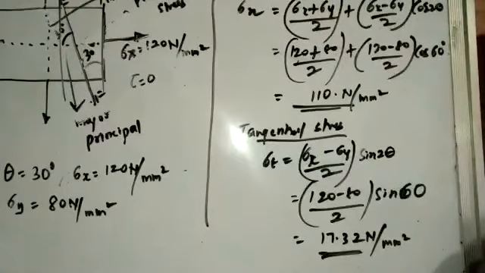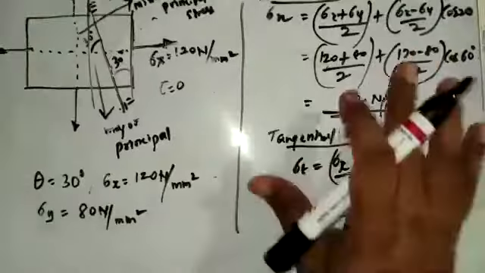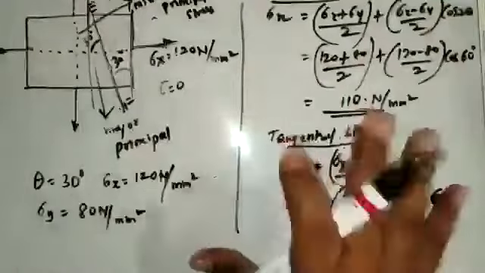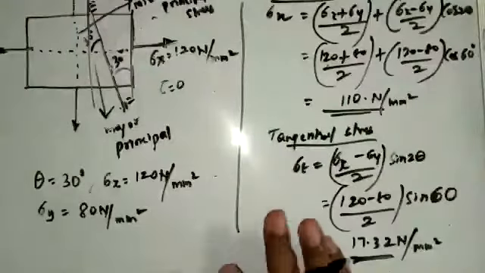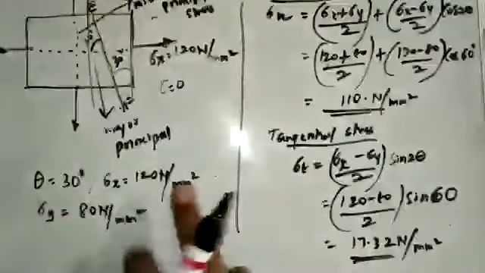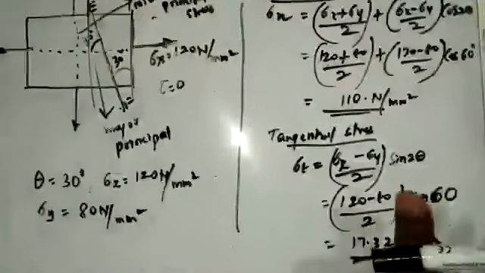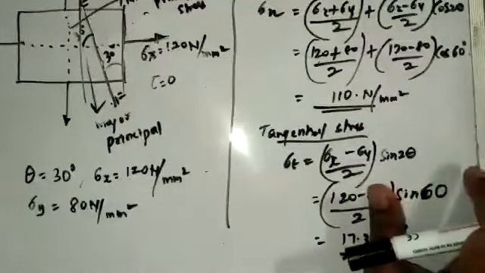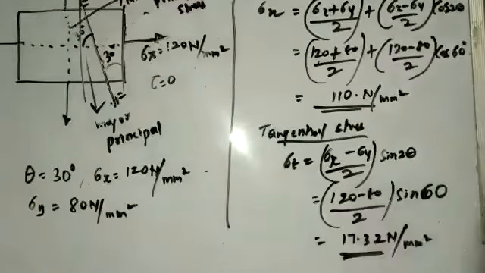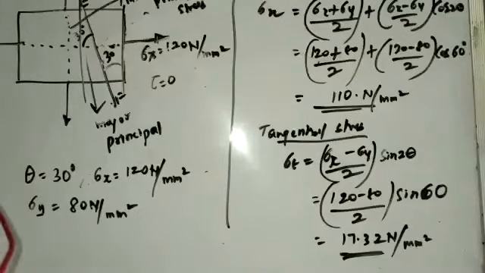17. Direct question this is. There is no gimmick or anything. Sigma x, sigma y is given, theta is given. Formula is here. You have to solve. Yes, sir. 17.3. Okay. Let us go to the next question.